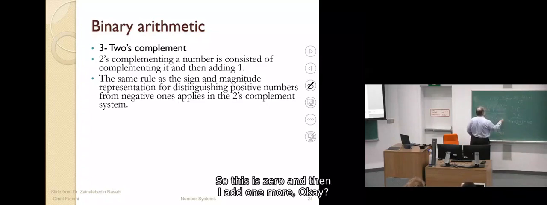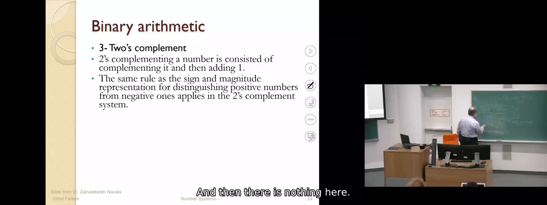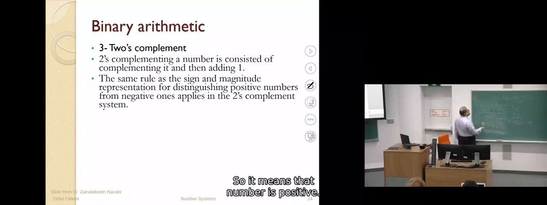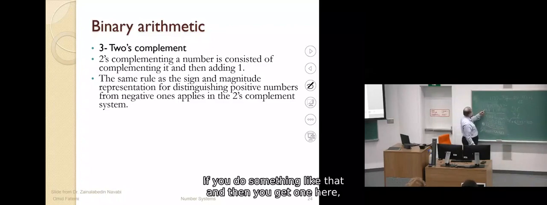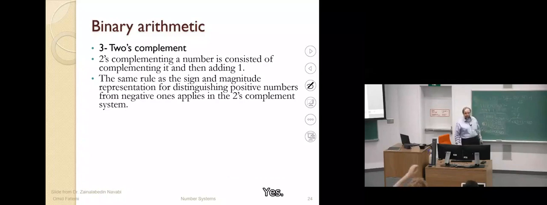So this is 0, and then add 1, 1, 1. Okay, and then we add: 1 plus 0, 1, 1 plus 0, 1, 1, 1, 0, 1, 0, 0, 1, 1. And then there is nothing here. There is 0 here. So it means that this number is positive. If you do something like that and then you get 1 here, then it means that the result was negative.